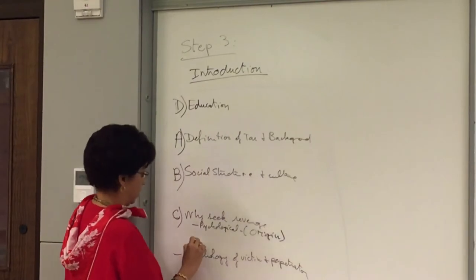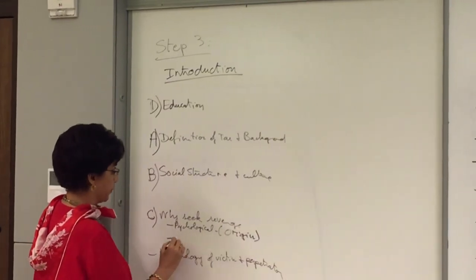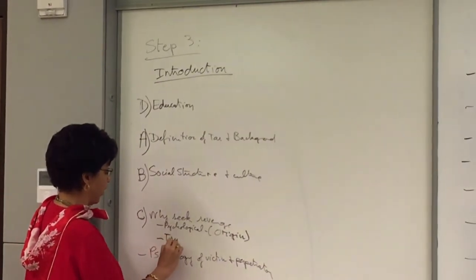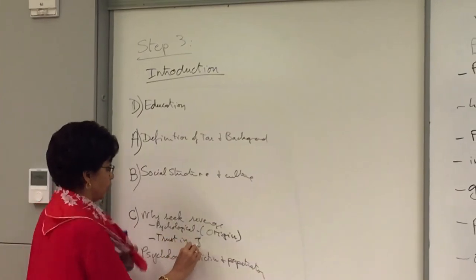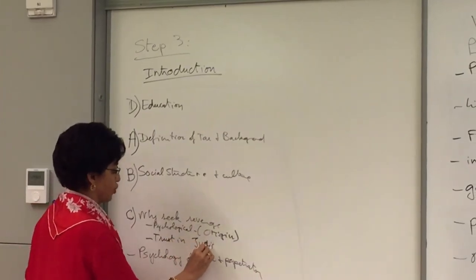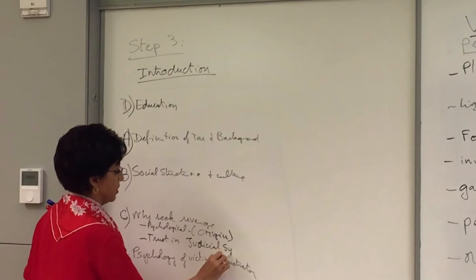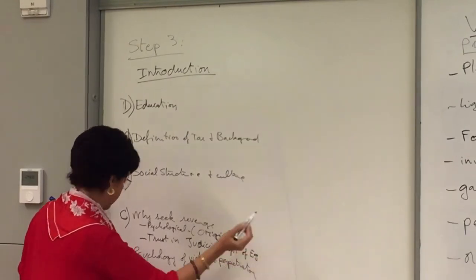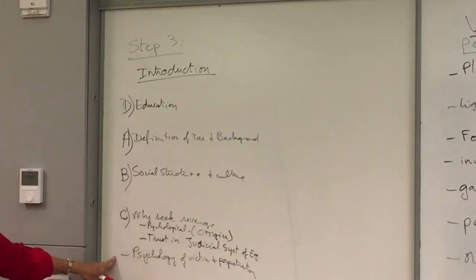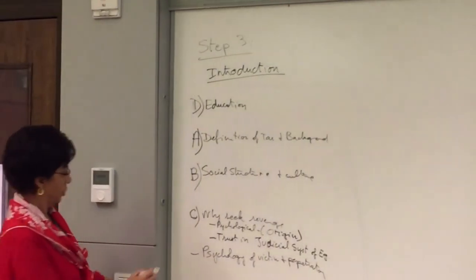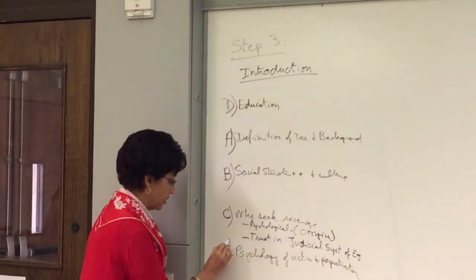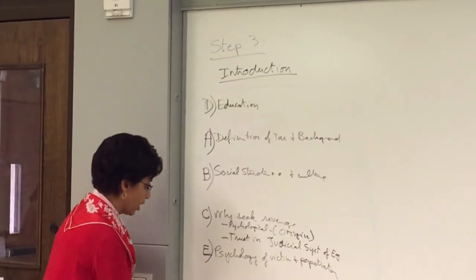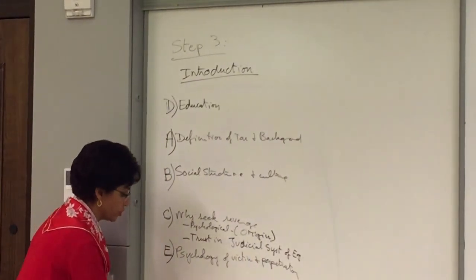And why seek revenge? Why there is a justice system of the country? Okay, so here we will have trust in judicial system. Judicial system of country. Okay, that can come under that. And then lastly, we would have E, obviously. Okay, and then you will come to a conclusion of sorts later on.